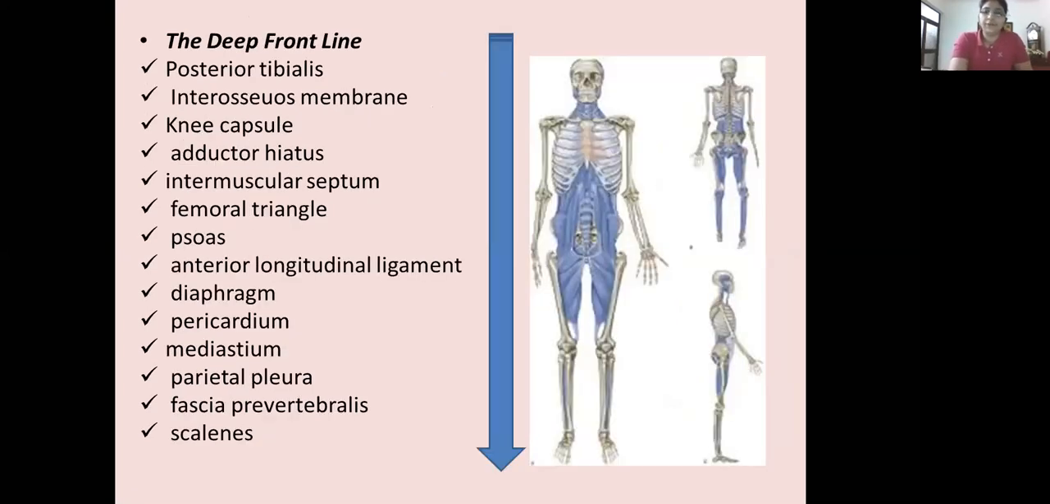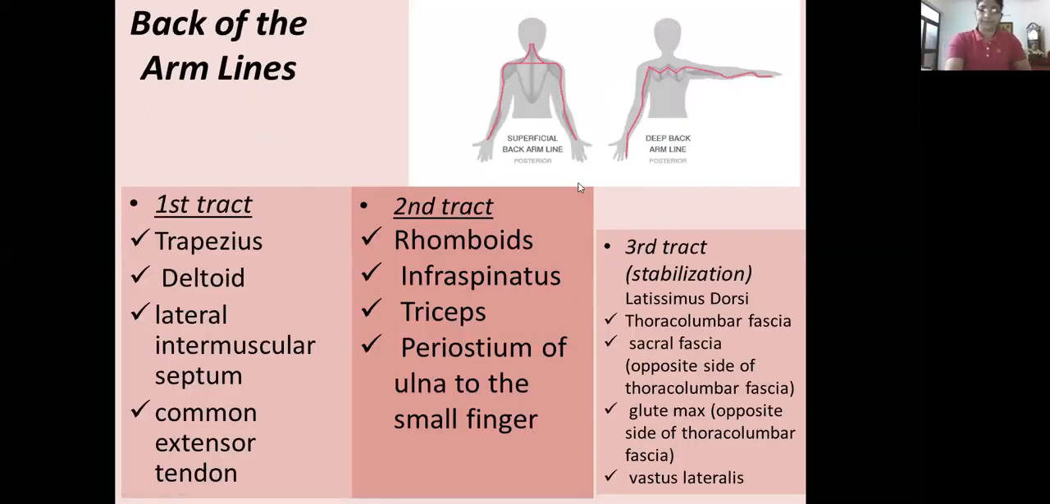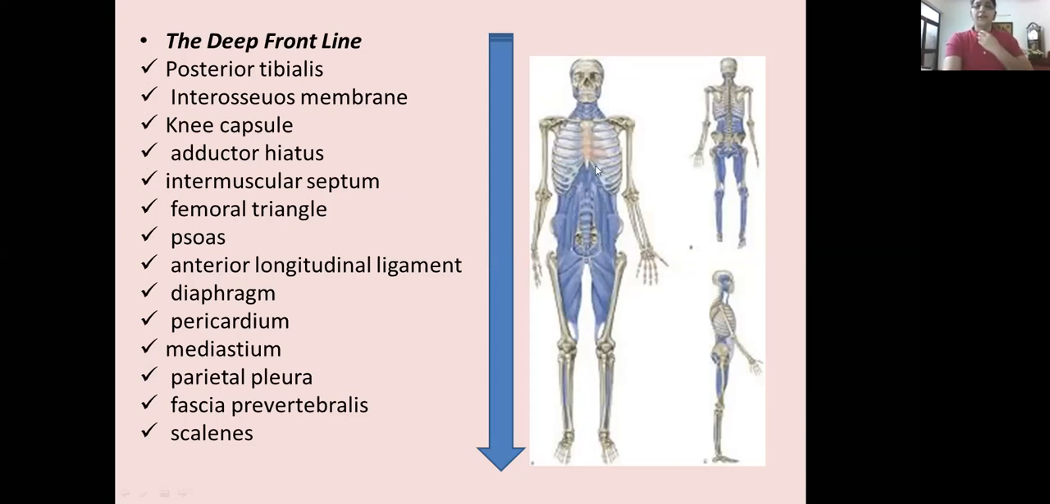Next is the deep front line. The deep front line starts from posterior tibialis, interosseous membrane, knee capsule, adductor hiatus, adductor muscles, intermuscular septum of the femoral triangle up to the hip flexors, psoas muscle, anterior longitudinal ligament of the spine, then the diaphragm, then the pericardium, mediastinum, parietal pleura, fascia prevertebralis and scalene muscle.